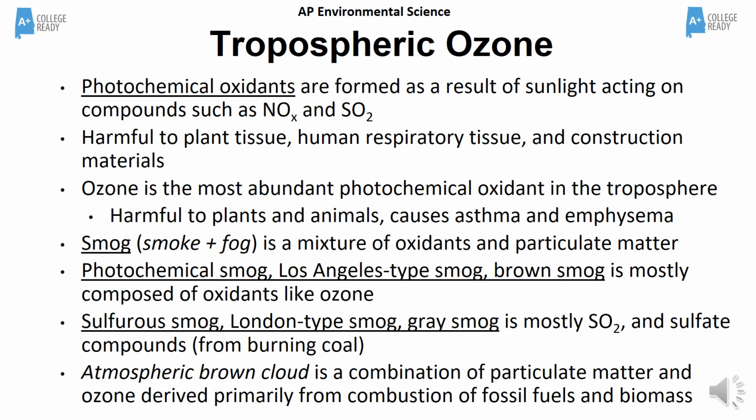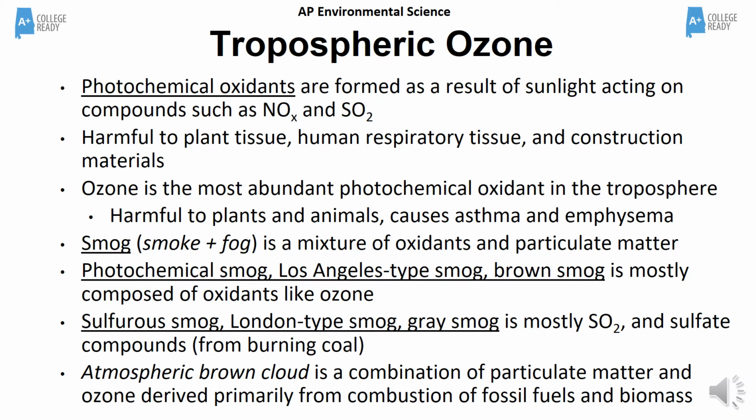Photochemical oxidants are formed as a result of sunlight acting on chemical compounds such as NOx and SOx. They are harmful to plant tissue, human respiratory tissue, and construction materials. Ozone is the most abundant photochemical oxidant in the troposphere, where it is harmful to plants and animals and can cause asthma and emphysema.